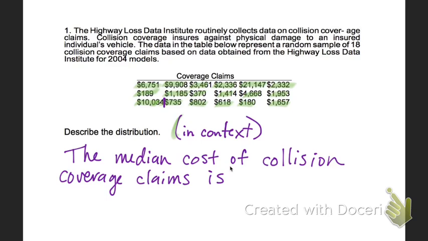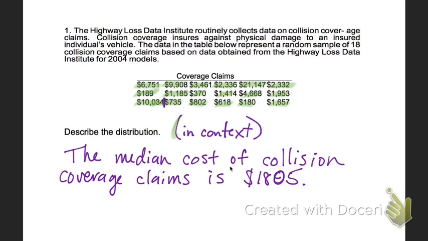is, what's my median? $1,805. I got something different. Did I type it in wrong? No, it's 1,000. Oh, I typed it in wrong. Silly me. Yeah, that's what I got. Okay, so that takes care of my center.